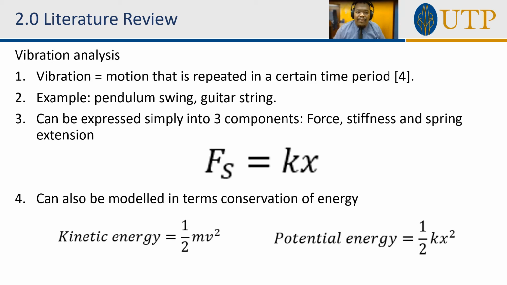Vibration can also be modeled in terms of conservation of energy, where the kinetic energy of the system is given as half times mass of the system times velocity squared, and the potential energy is given as half times the spring constant of the system times the spring deformation also squared.